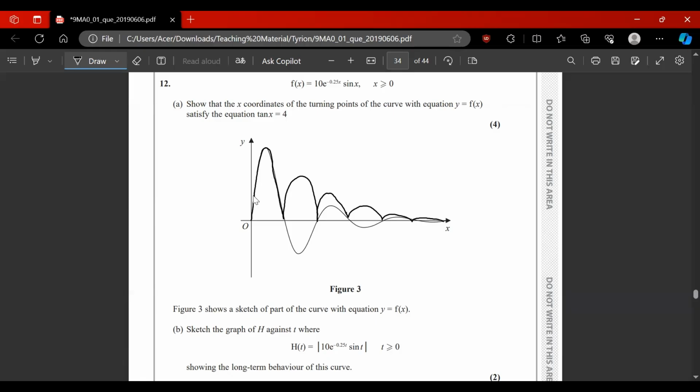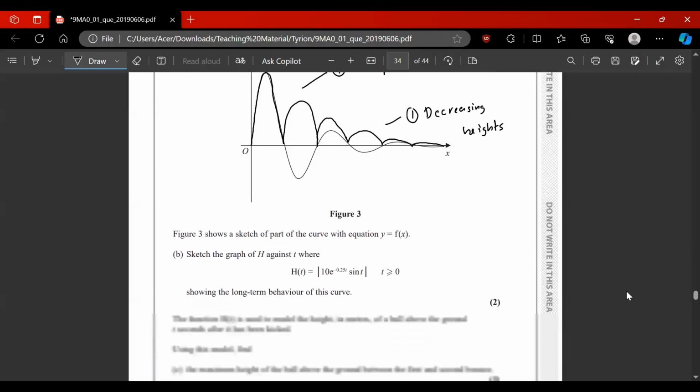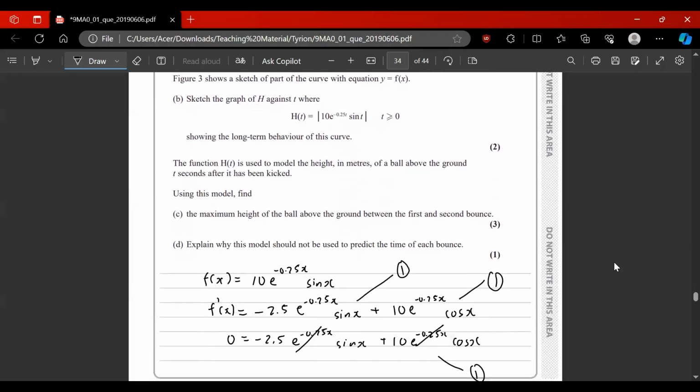So if you get the correct shape, that means it should be of the same shape like this. You get 1 mark for the shape. And the decreasing heights gives you the second mark. Right. Now on to part C.